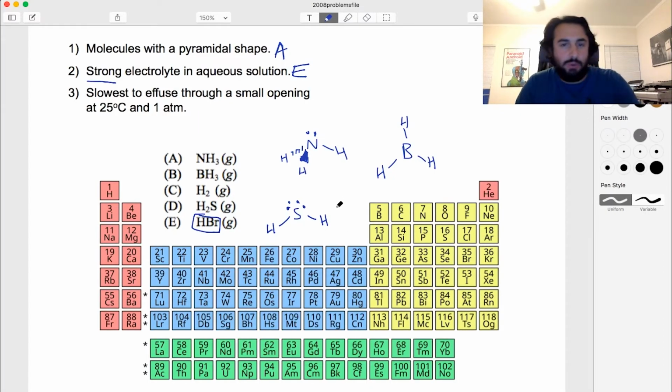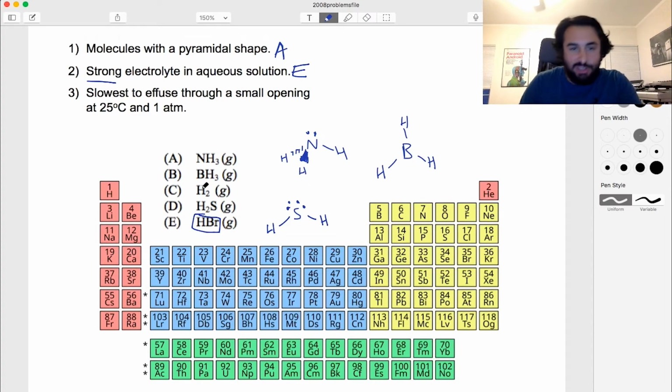Effusion. Diffusion and effusion, we're looking at the movement of molecules. Effusion is the one where they're moving through a small hole, like a pinhole. But regardless of the type of motion, we need to understand that the heavier the molecule, the more slowly it moves. So very tiny, very light things like hydrogen and helium go very, very fast. And the heavier the molecule, or atom, the slower it's going to move. So what this is really asking, slowest to effuse, is really asking which one is the heaviest.